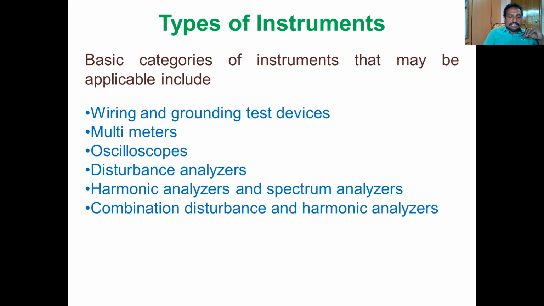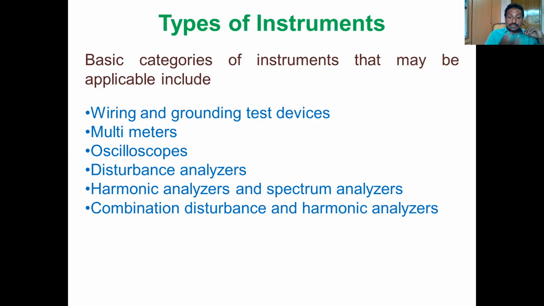Next, combination disturbance and harmonic analyzers. An example of such instruments is designed for both utility and end user applications. Being mounted in a suitable enclosure for installation outdoors on utility poles, it monitors three-phase voltages and currents simultaneously, which is very important for diagnosing power quality problems. The instrument captures the raw data and saves the data in internal storage for remote downloading also.